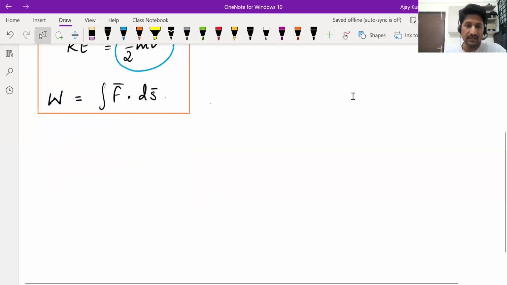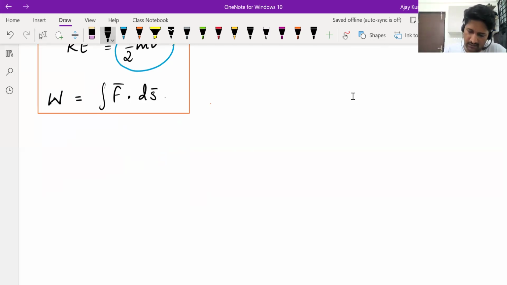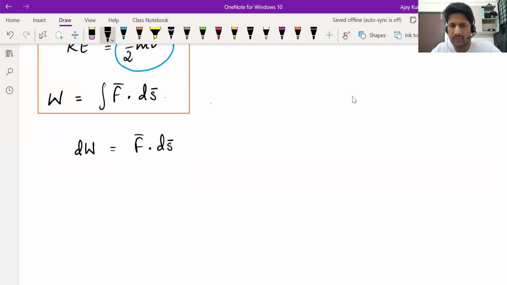Okay, integral F dot ds gives you the total work done over a certain displacement. If you want the small amount of work done, dW, it is given by F dot ds. Okay. Can one of you tell me the basic formula for dot product? What is the formula for A dot B? AB cos theta. AB cos theta, correct.